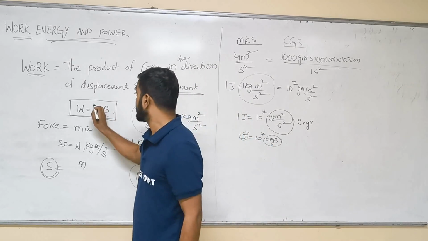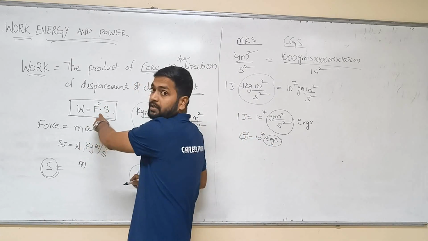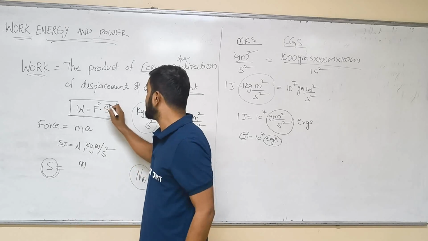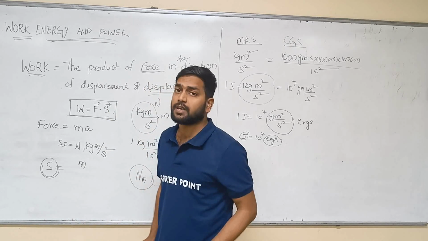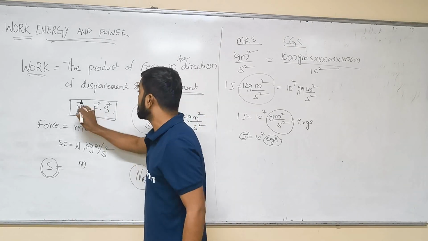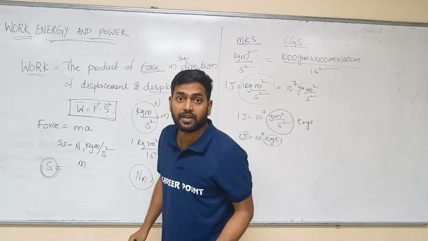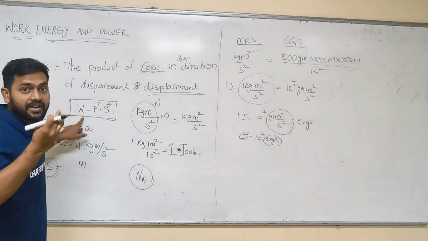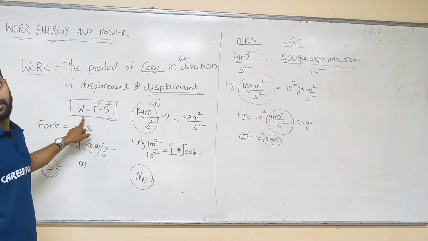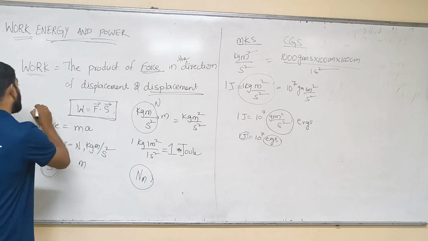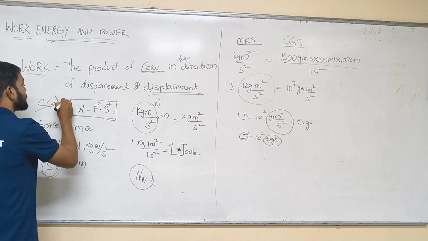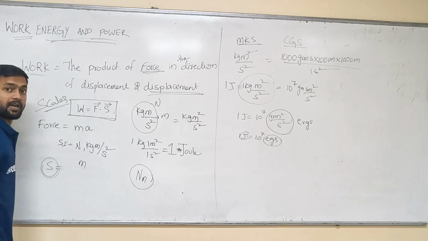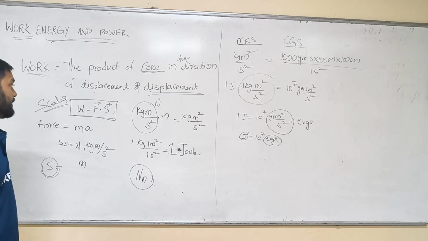So here what happens? This F is a vector quantity, force is a vector quantity, and displacement is also a vector quantity. Is the result a scalar quantity or a vector quantity? It depends. It may be a vector quantity or a scalar quantity. But here work done is a scalar quantity. Okay, work done is a scalar quantity.